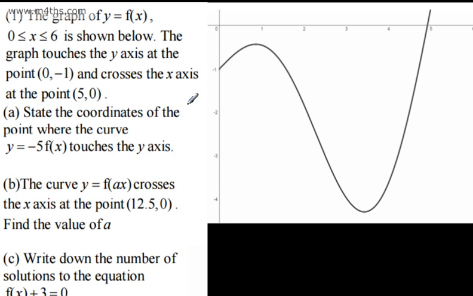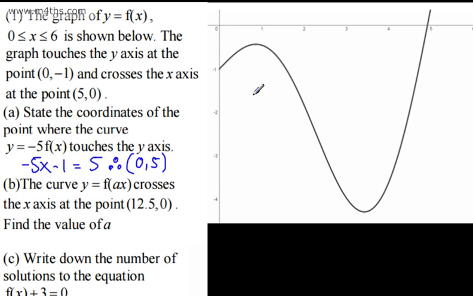In part A, we're asked to state the coordinates of the point where the curve y equals -5f of x touches the y-axis. We can either see this as two transformations, a reflection in the x-axis, which is -f of x, and then a stretch scale factor of 5 in the y direction, or we could simply multiply the y coordinates by -5. So we would have -5 multiplied by -1. That is going to give me +5. Therefore, we're going to touch the y-axis at the point (0, 5).